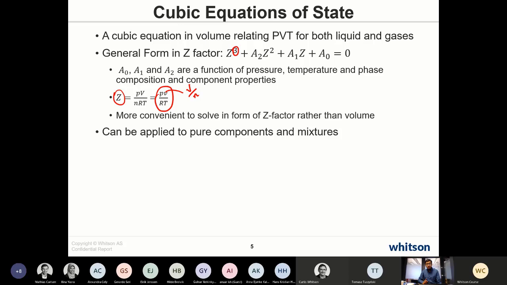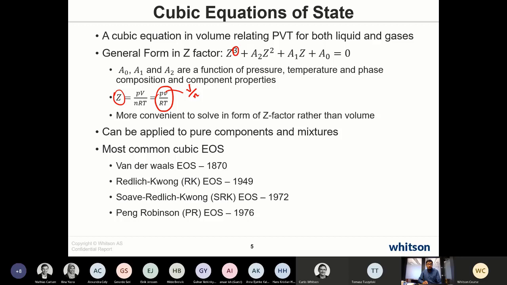Yeah, so again, the cubic equation of state models can be applied for both liquids and gases, and also for pure components and mixtures, with some assumptions and mixing rules that we will see later on in this PowerPoint.